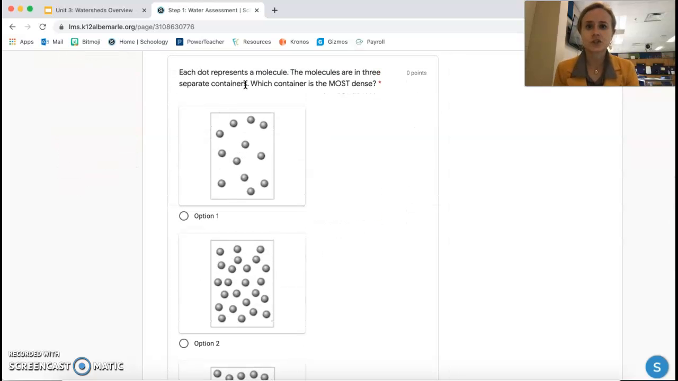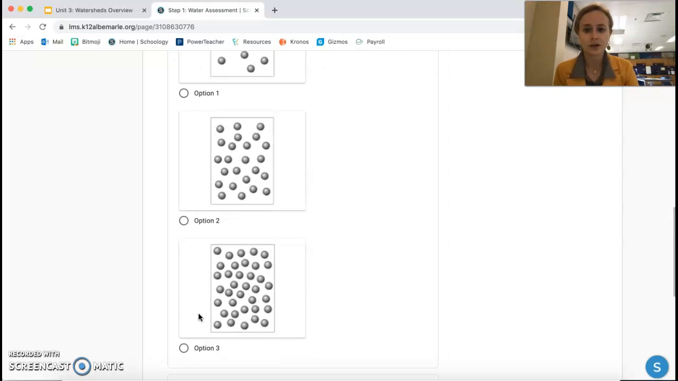Next question. Each dot represents a molecule. The molecules are in 3 separate containers. Which container is the most dense? Is it container 1, container 2, or container 3?